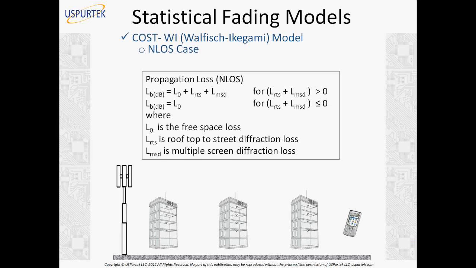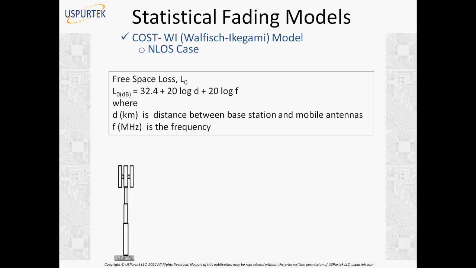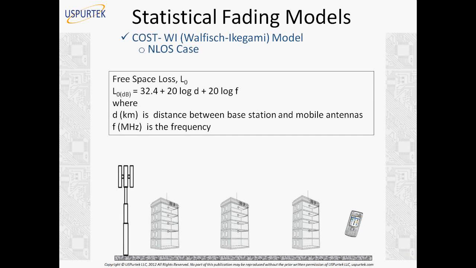Okay, so there's a question here. LMSD, what is screen? Multiple screen here means multiple walls actually. Instead of using the word wall, in the literature they use the word screen to generalize it. A screen could be any tall structure which looks like a wall. So, multiple screen diffraction loss. Now this is a near line of sight case, right? You don't have a direct line of sight, but there is some obstruction in between, which is diffracting the signal.